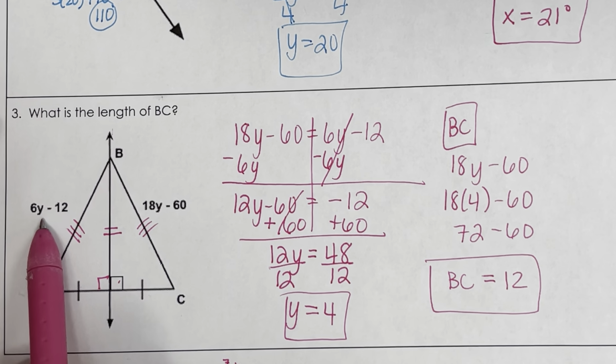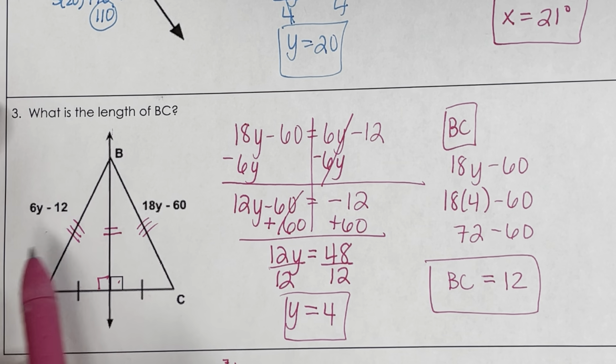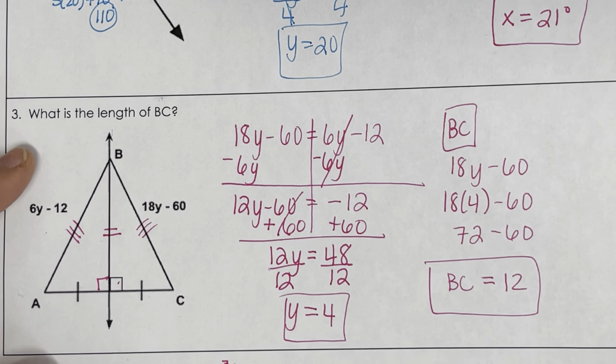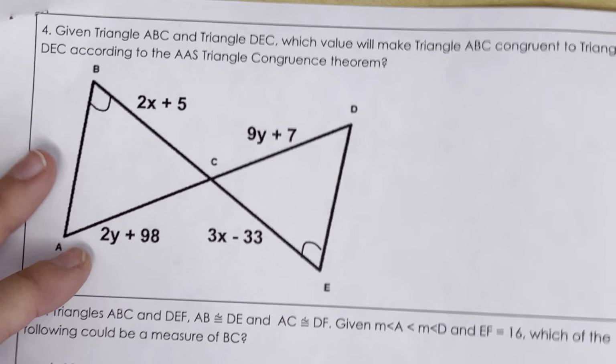You also could have plugged it in over here and you should have gotten the same answer, right? Because these are congruent with a perpendicular bisector, cuts it in half. So since it's being cut in half, the two are congruent. Okay, next one, number 4.